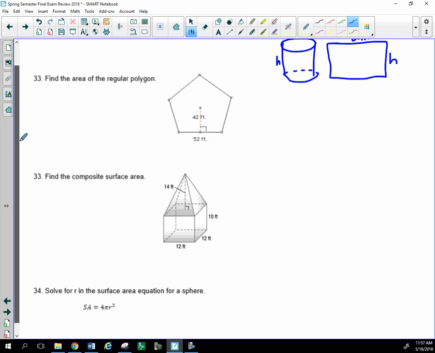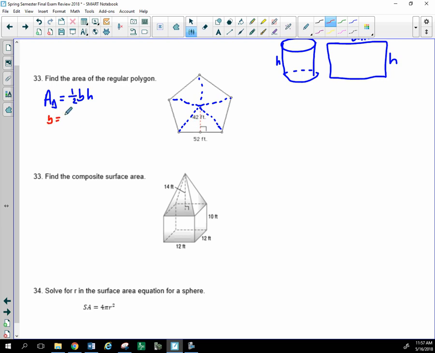In the next example here, they're asking us to find the area of this regular polygon. Remember that we are going to find the area of the triangles that are inside, and you will notice that if I draw all my triangles, there are going to be a total of 5 triangles. So we will find the area of one triangle first. The area of one triangle is 1/2 the base times the height. In this case, the base is 52 feet, and the height of the triangle is given to me as the apothem there. The height is 42 feet.